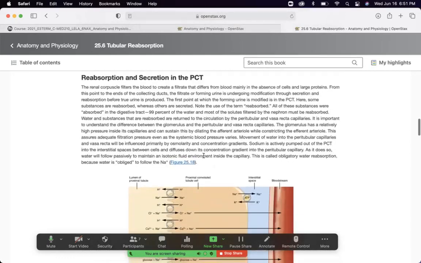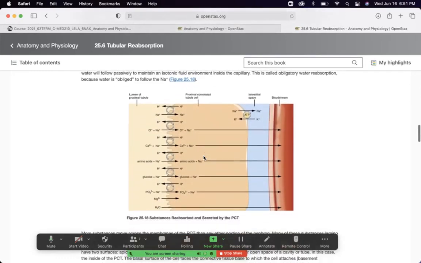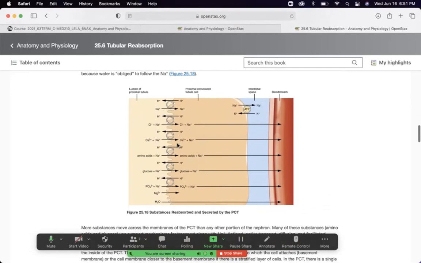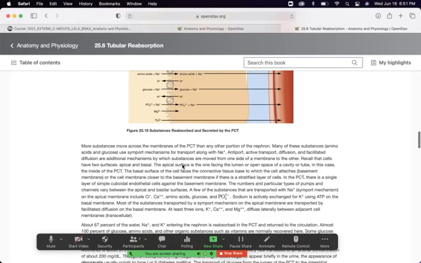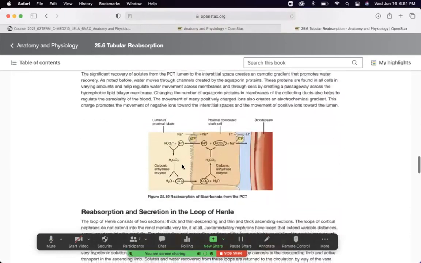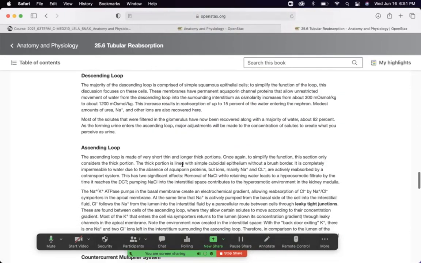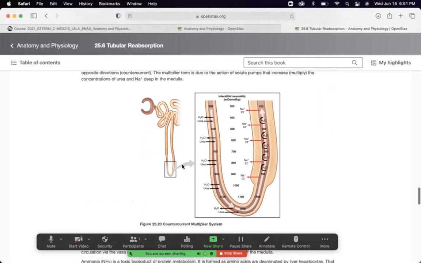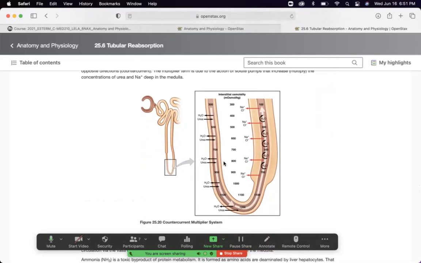Let us now look at, oh, and this too. I don't want to show you that. Take your biochemistry, then you guys go deal with it. Okay, let's talk about the countercurrent.